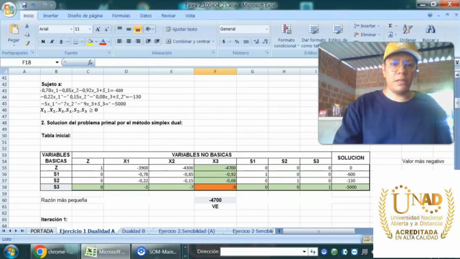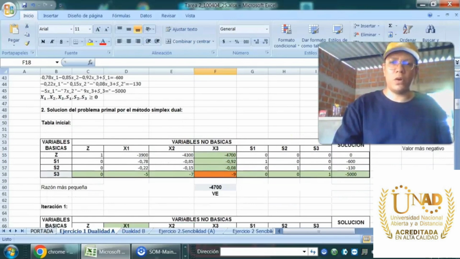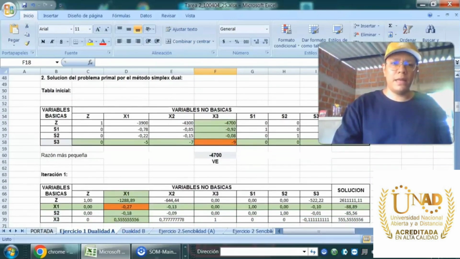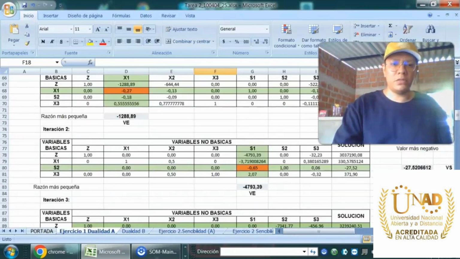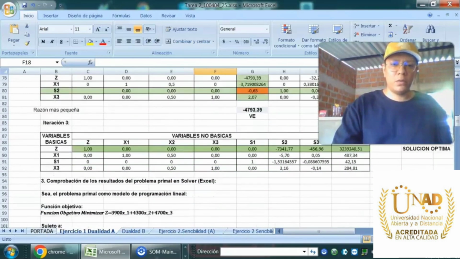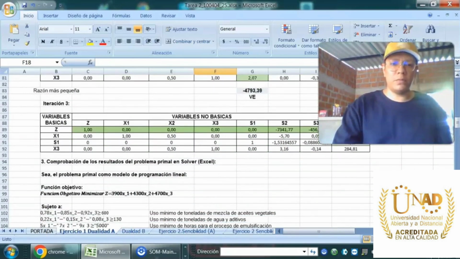In this case, we must first find the most negative entry. And in this case, the most negative value, in order to perform the pivot operation on the table according to the Gauss-Jordan tables. And afterward, starting from the initial table, we begin with the different iterations. And in the end, we arrive at an optimal solution.